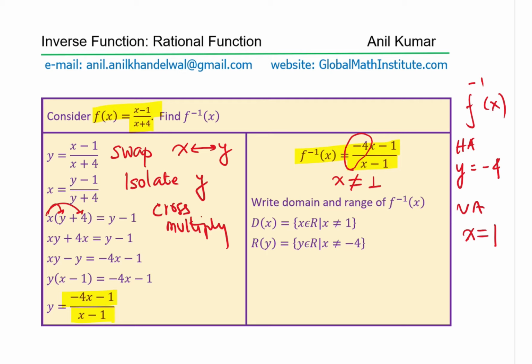And so we can write down the domain and range as we wrote earlier also, as the domain being x belongs to real numbers, x is not equal to 1, and the range is y belongs to real numbers, and y is not equal to minus 4. Correct? These are the two asymptotes.